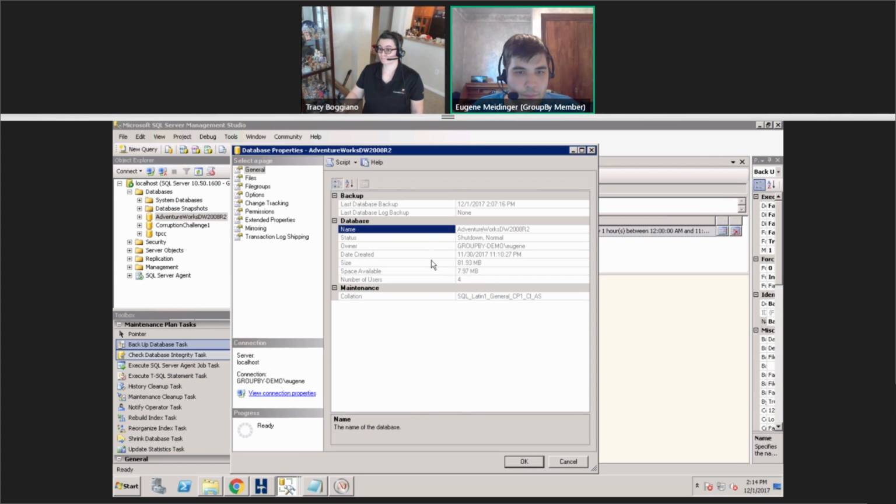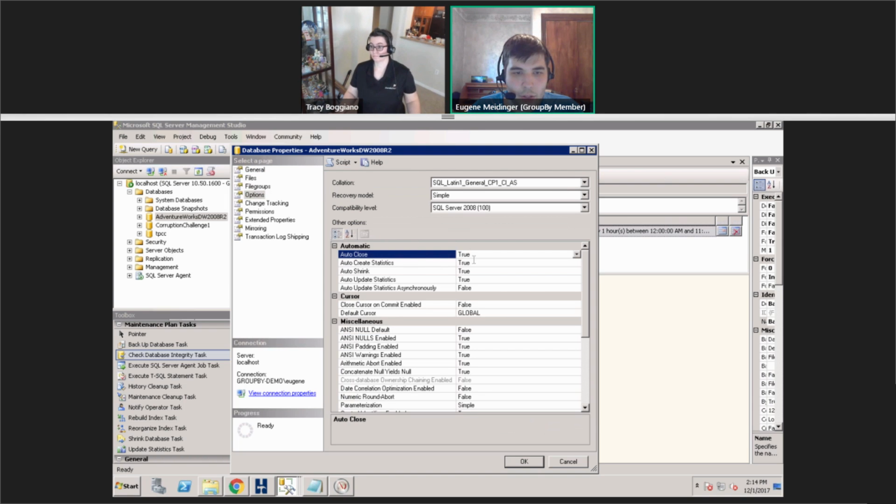So if I go to properties, options, I have it set so auto close and auto shrink are true. And you would never have this. Auto close makes sense if you're a web host provider and you've got like 10,000 databases that are very rarely used or something like that. Auto shrink, I don't know if it ever makes sense, but it automatically tries to shrink the database and keep it as small as possible, which isn't really much of a value add.